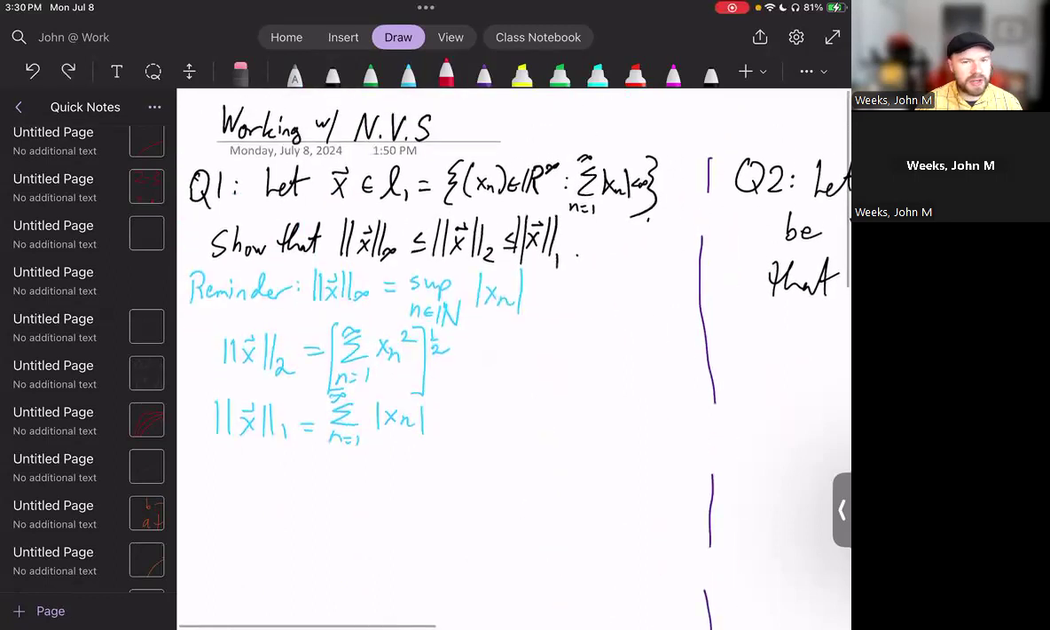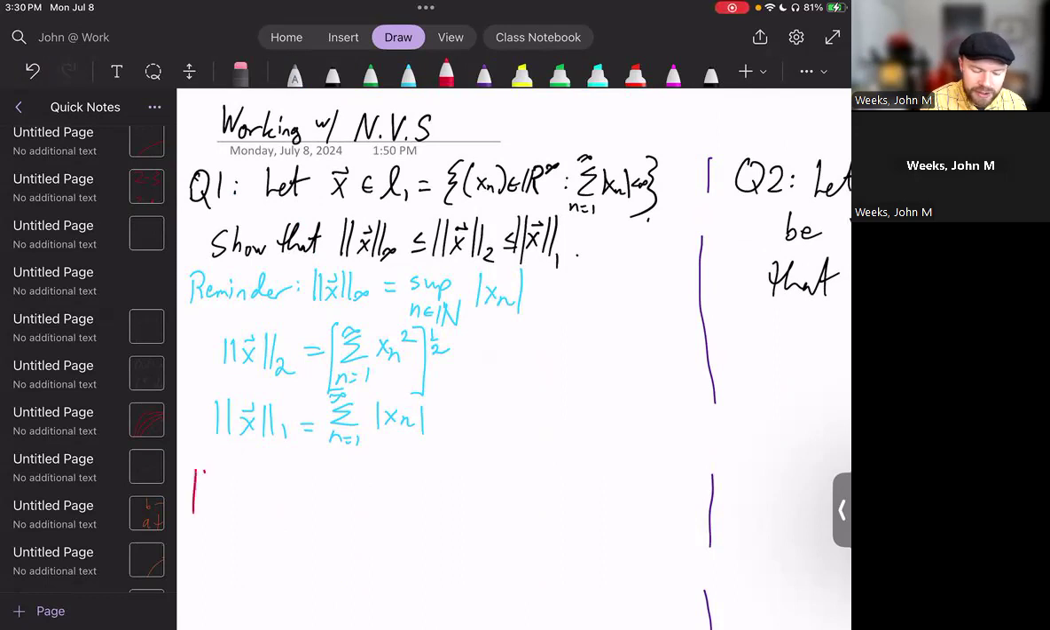So let's just get used to some of these examples with normed vector spaces and the types of questions that we might study in relation to these. Starting with this one, first we're going to take a vector inside of the space of little L1, and we're going to show that the norms of the vector x with respect to the infinity, 2, and 1 norm have a less than or equal to relationship between the 3 different norms. So we'll want to show this in 2 parts.